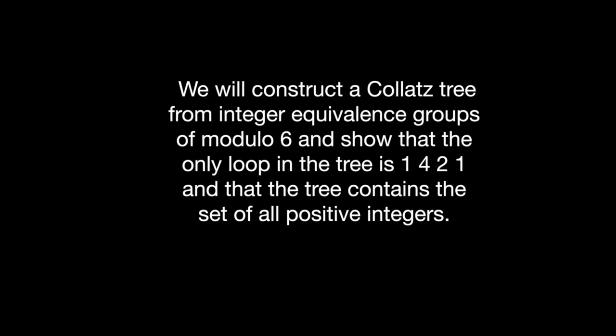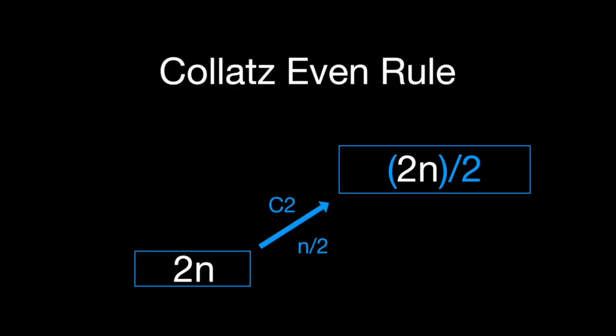Okay, the whole plan here is that we're going to construct a Collatz tree from integer equivalence groups of modulo 6 and show that the only loop in the tree is 1, 4, 2, 1. And that the tree contains the set of all positive integers. So, starting off with the Collatz even rule.